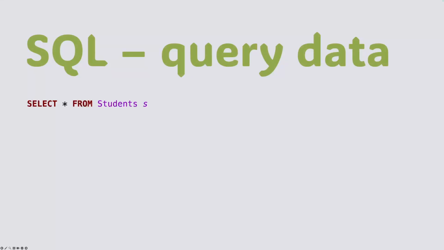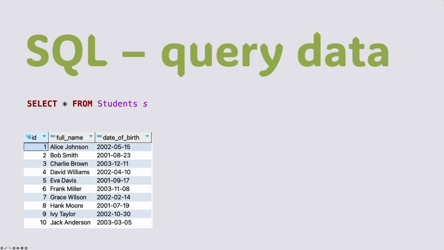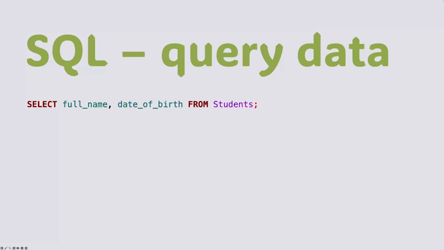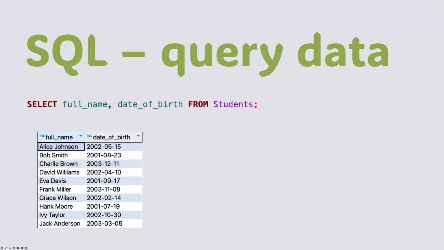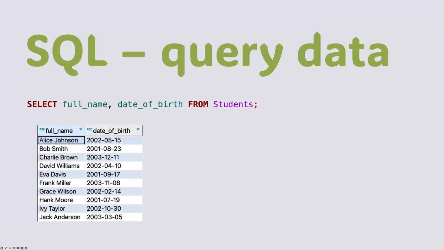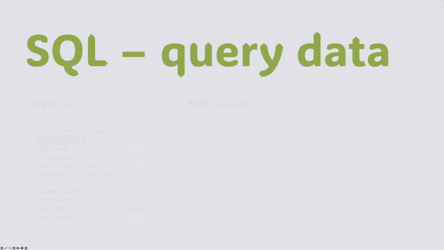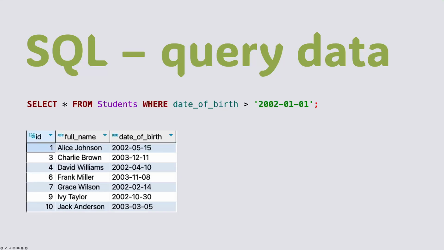If I now run a select star on the students table, I'm going to get a list of my students with their dates of birth. I can now do a query selecting only a few fields from the students table, for example full name and date of birth, which is going to return the list of students with date of birth and full name. And now we can do the same, but with some more advanced query language, where we can say that, for example, date of birth needs to be greater than 1st of January 2002. And SQL will only return us the rows where the date of birth is greater than such value.